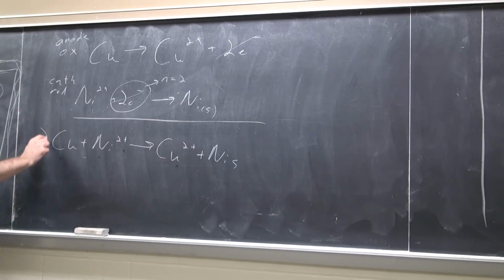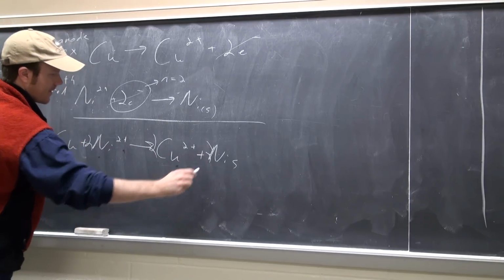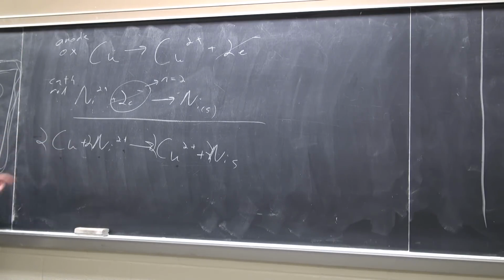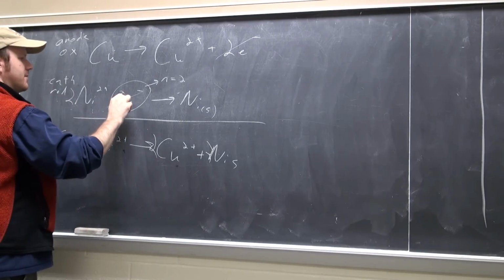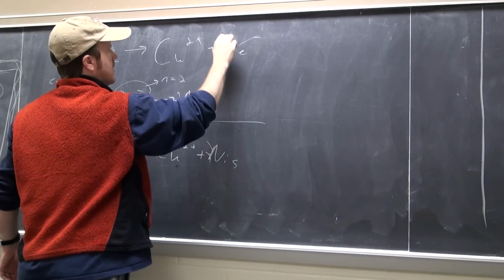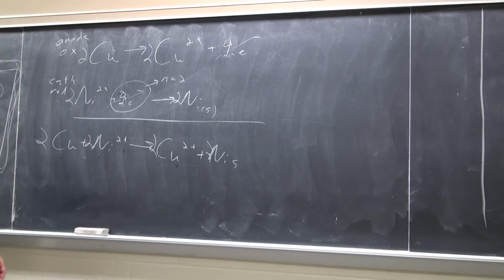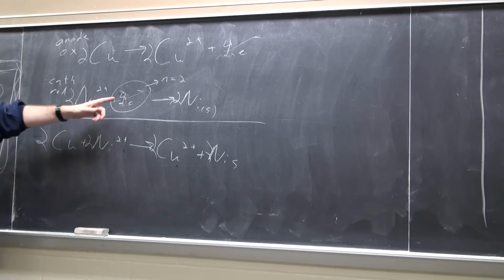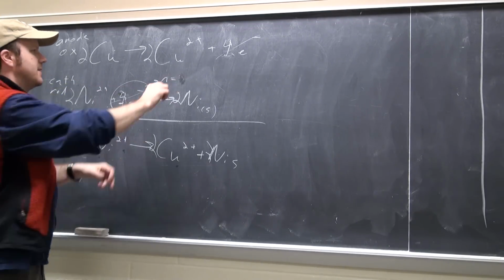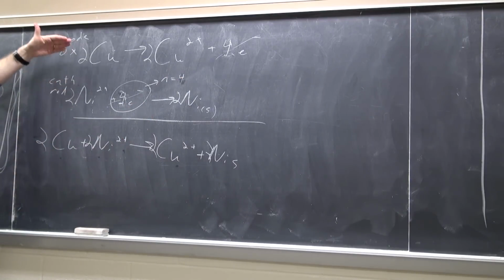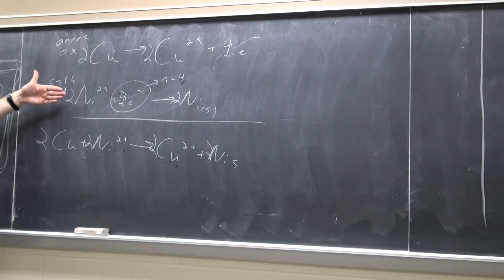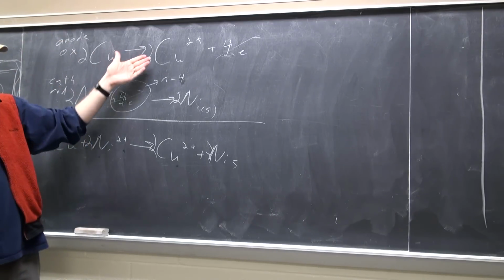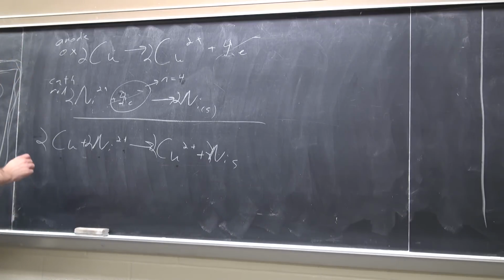Now, if this was my full reaction, so say I was working with 2 moles of copper here, I would have 2 half reactions, and then the n is 4 in this case. Because remember, my half reactions have to add up. I need 2 coppers and I need 2 nickel cations, 2 copper cations, 2 nickels. And so the half reactions have to sum directly to the full reaction, and then just the n changes if I change the stoichiometric coefficients down here.